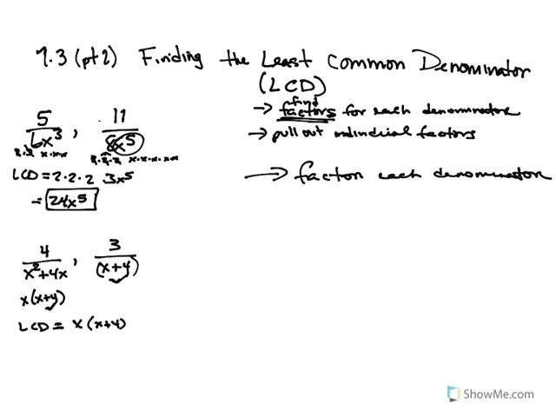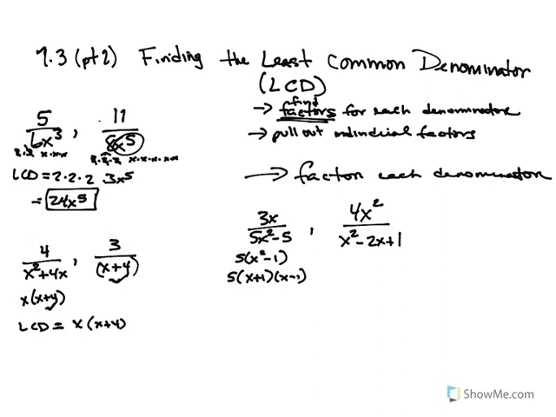All right, let's look at this one. All right, so we are looking for the LCD here. We're going to have to factor it first. So x squared minus 1. And then x squared minus 1 is the difference of two squares. So x plus 1 and x minus 1. Here, x squared minus 2x plus 1 would factor into x minus 1 times x minus 1.